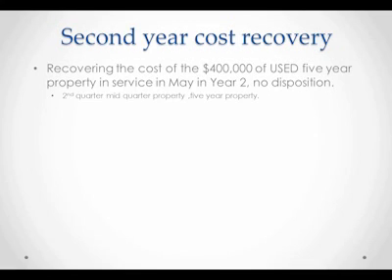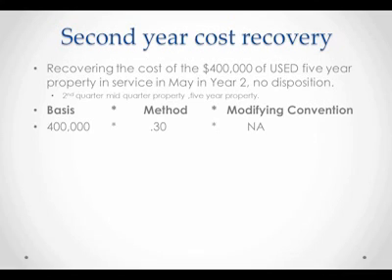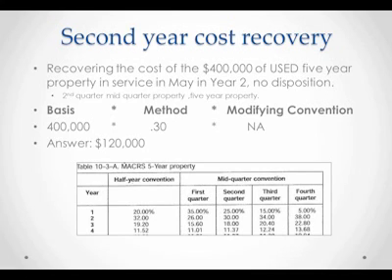So that means we do not need a modifying convention. So we're going to stay in our tables. So we're going to get 30% from our table. So our answer is going to be $120,000. And here's our 5-year table. We are fourth quarter. So you can see where the 30% is coming from. All right, we've simply moved down 1 row in our fourth quarter, mid-quarter property table.